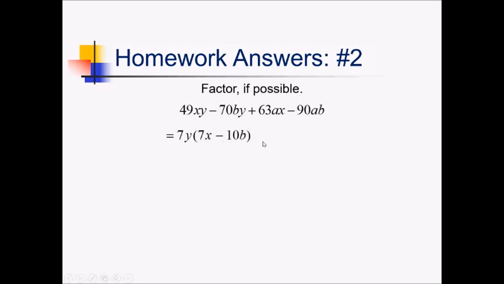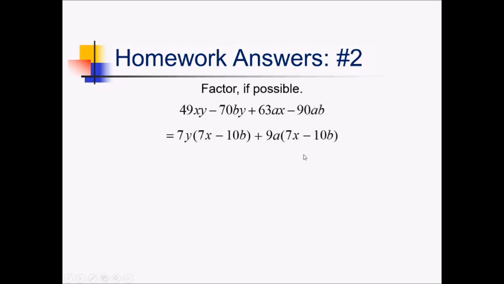All right, let's take some things out of the next two terms. I can take a 9 out of both of those. And they also both have an a, both of those terms, so plus 9a. 63ax divided by 9a, that leaves me with 7x. And 90ab divided by 9a, well, that's going to be a 10, and the a's cancel, so I still have a b left over, so minus 10b.